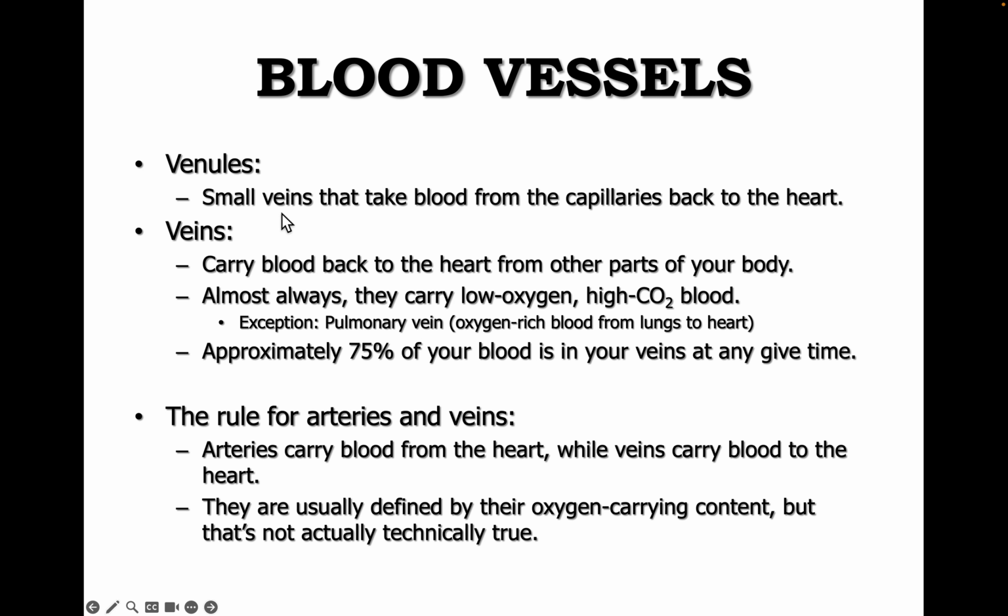Then, coming back to the heart, we have venules. Venules are a little bit bigger than capillaries, and venules then transform into veins. Veins are the largest blood vessels, taking blood back to your heart. Usually, veins are the opposite of arteries in that they have very low oxygenated blood. Very little oxygen is typically found in the blood in your veins. However, the one exception is pulmonary veins. They carry oxygen-rich blood from your lungs to your heart. And roughly 75% of your blood at all times is in your veins.